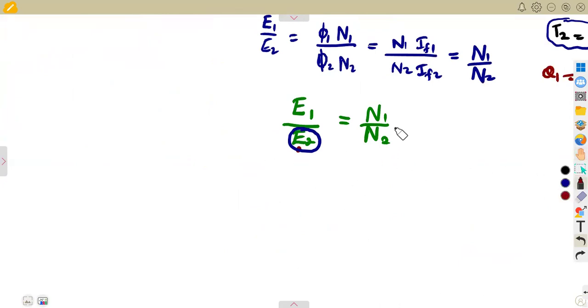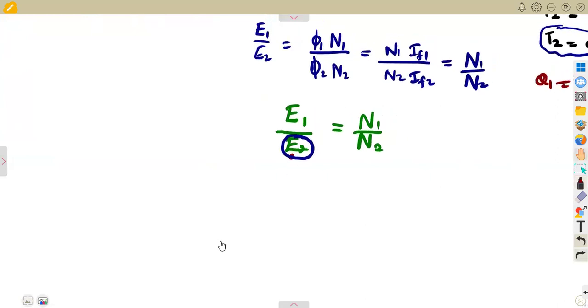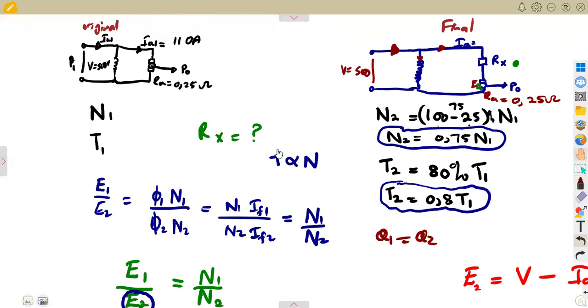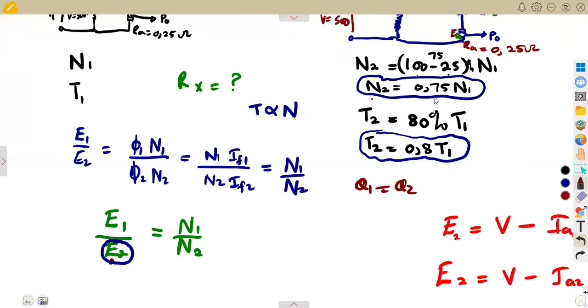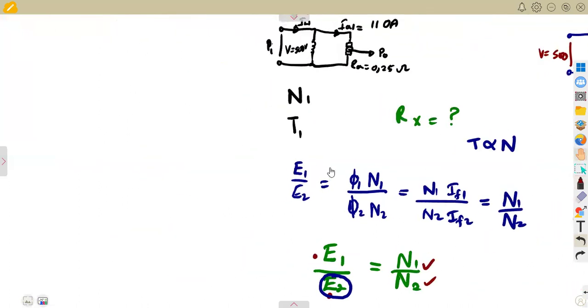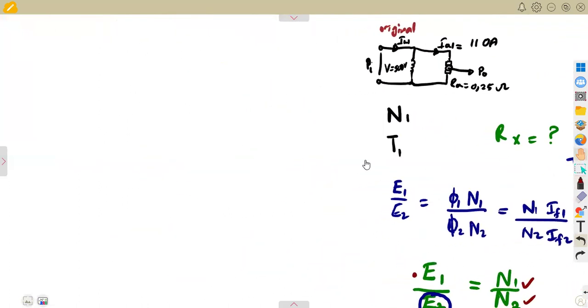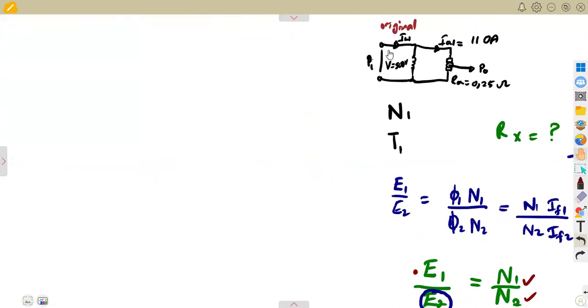What are we given? N1 and N2, there is a relationship that we are given about N1 and N2 in terms of the speed. Remember, we're given that N2 is equal to 0.75 N1 from the speed reduction. So we have these from this relationship. So are we having E1? We do not have E1. So you need to calculate E1 from the original circuit. Is it possible for us to obtain the generated EMF?